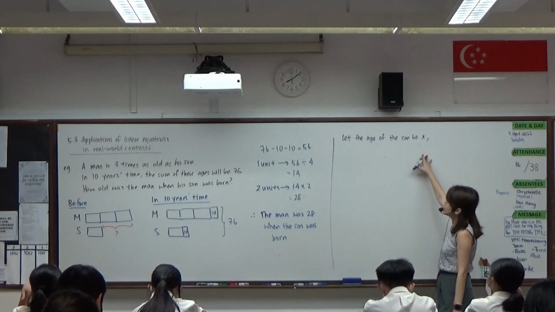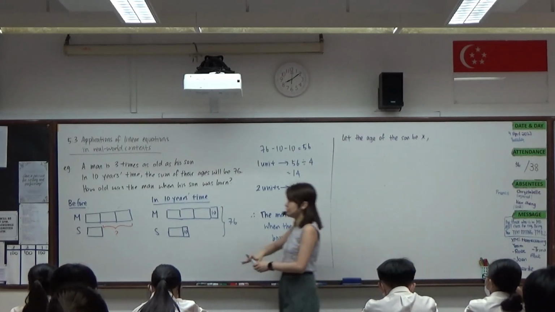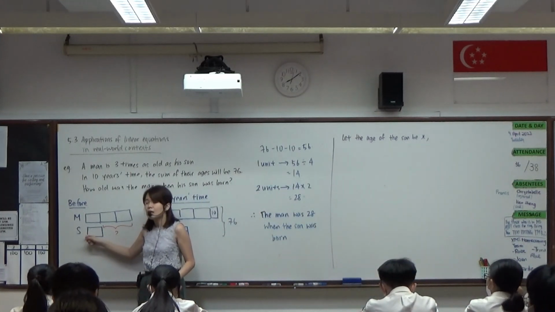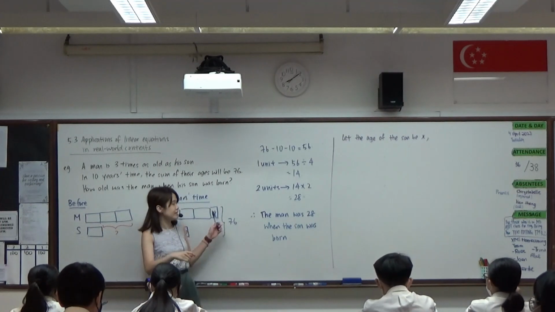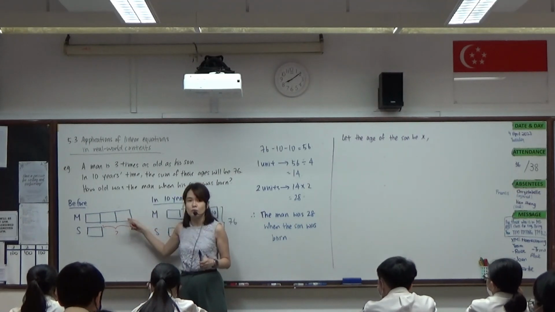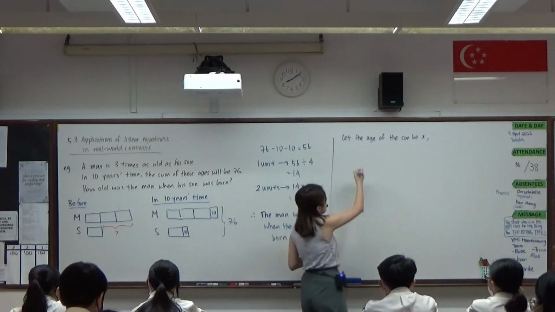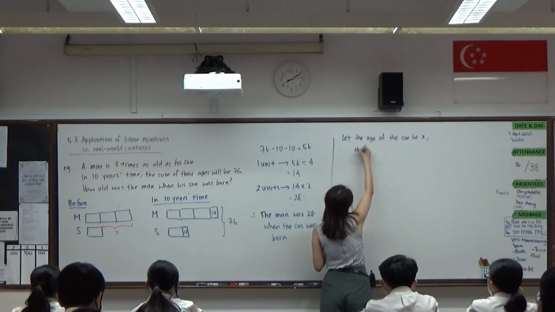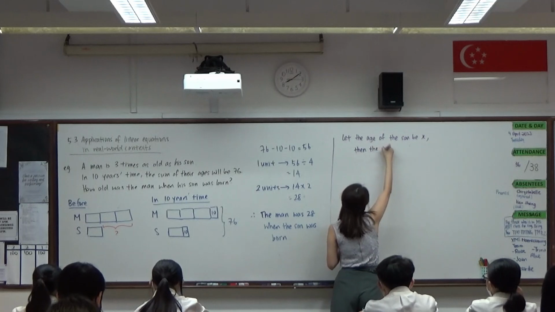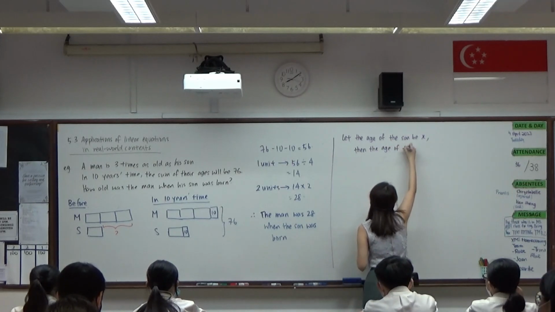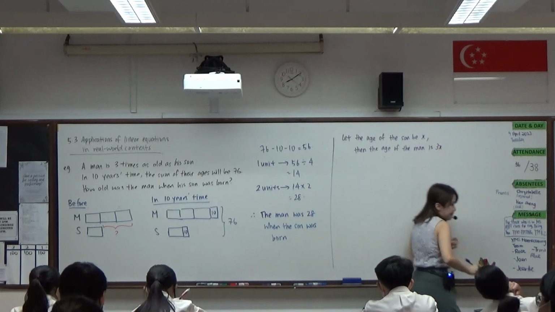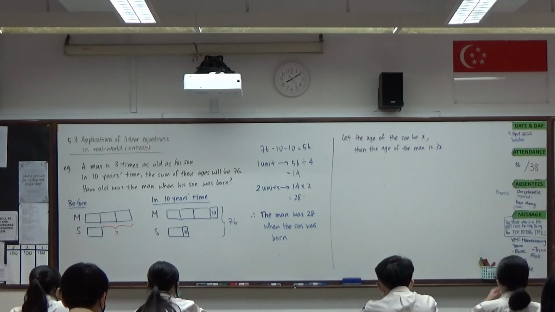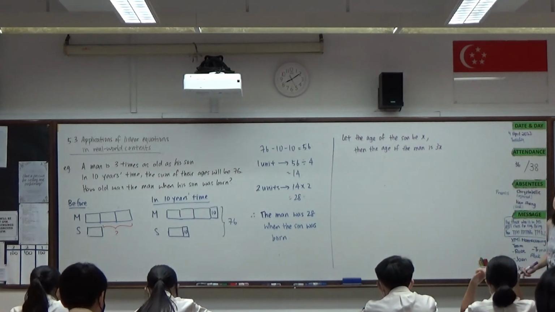Okay, because we know that the son is x years old already, right? How old will the man actually be before the 10 years? 3 times older, right? So it will be 3x. Okay, agree?